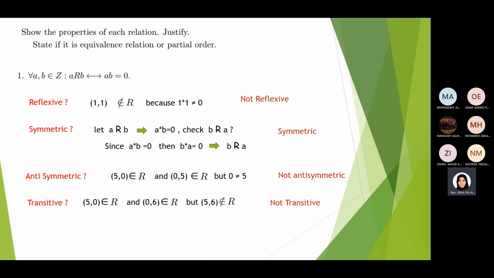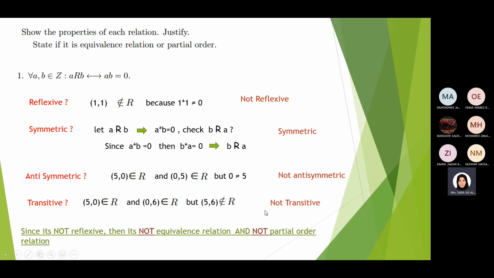Is that clear? Clear. Now, is it an equivalence relation? Is it a partial order? What do you think? We said that to be an equivalence it must be reflexive, symmetric, and transitive. So is it equivalence or not? No, and no. It is not reflexive and not transitive, so it is not an equivalence, and not a partial order.